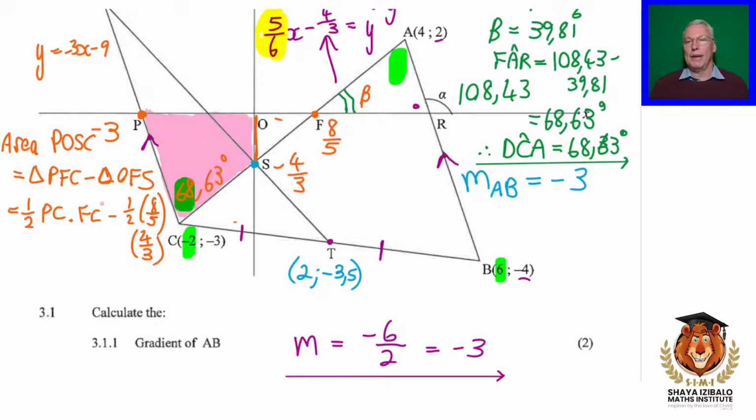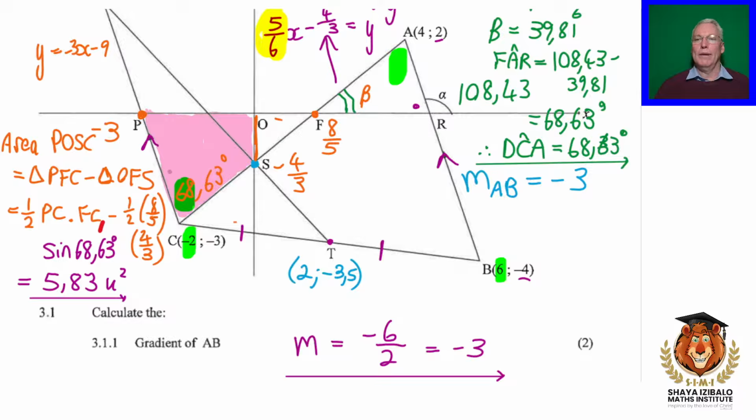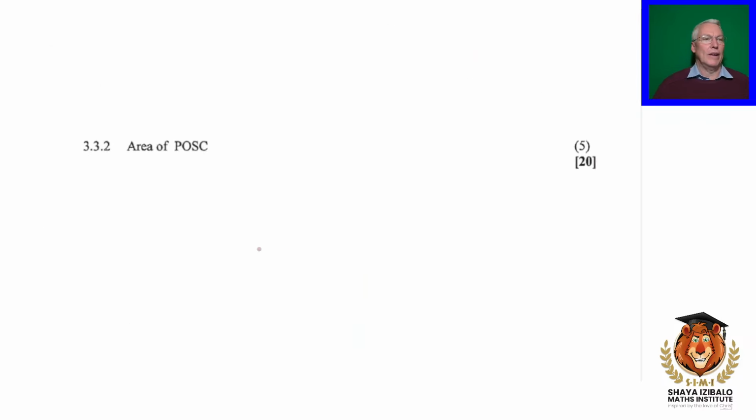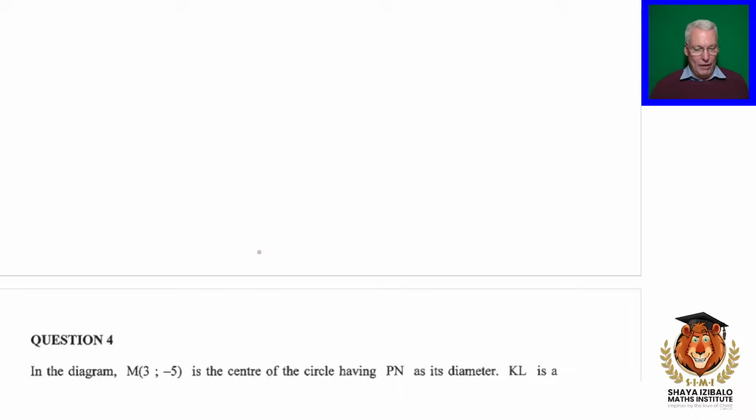And obviously, in using the area rule, I need the sine of my angle of 68,63. Now it's just a question of using my distance formula, and at this point I'm just going to write down the final answer for us. The final answer comes to 5,83 units squared. Obviously, I need to use the distance formula to find the length of PC and also of FC. But it's getting a little bit cluttered there. It is one of the challenges of trying to do these things online with one board.